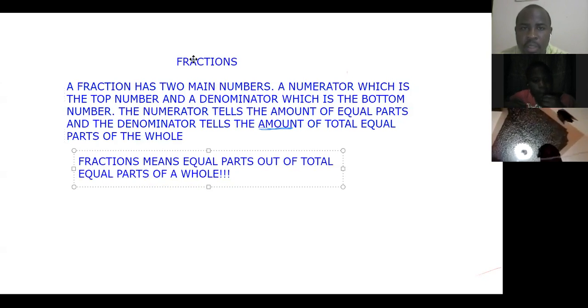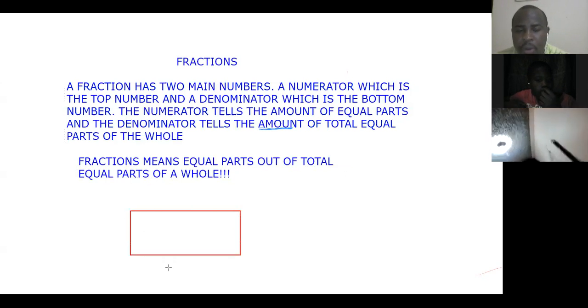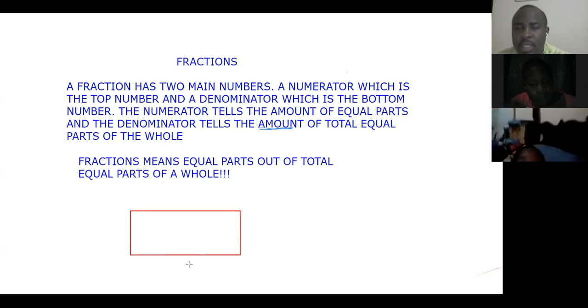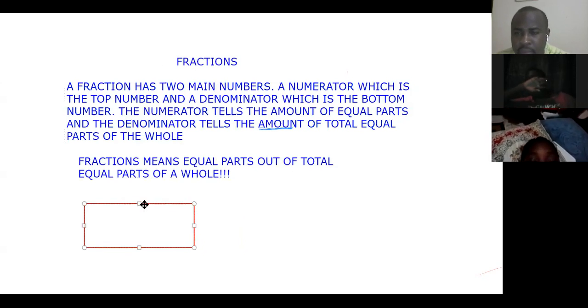So here goes. I've drawn a rectangle. What would you call this? How would you quantify this? How many rectangles is this? 1. What say you, Zaria? Once. Yes, sir. 1. All right, so is this a fraction? No, sir, it's not.